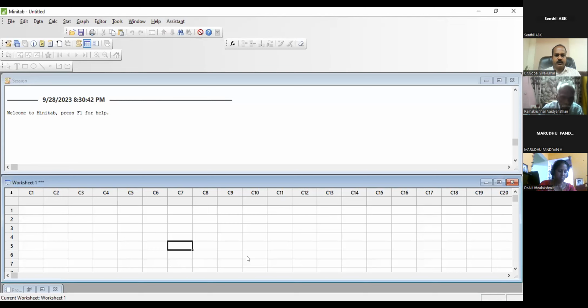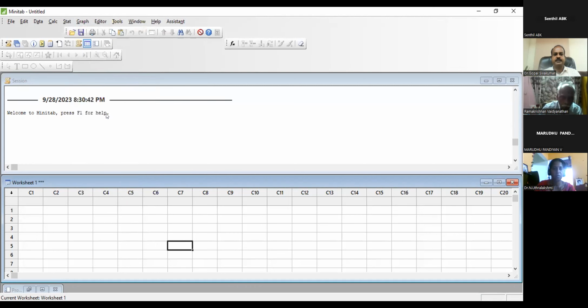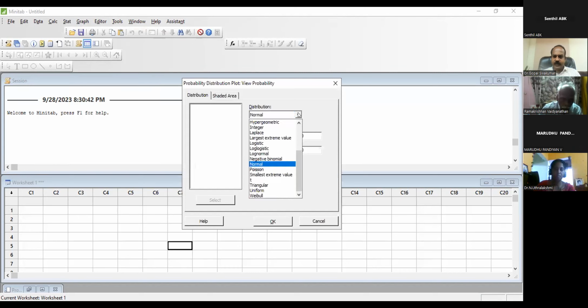Now I want you to go to Graph. Now go to Probability Distribution Plot. Now this will come. Click View Probability, then OK. Now you see here, we want to work with the normal distribution. So I choose normal distribution.